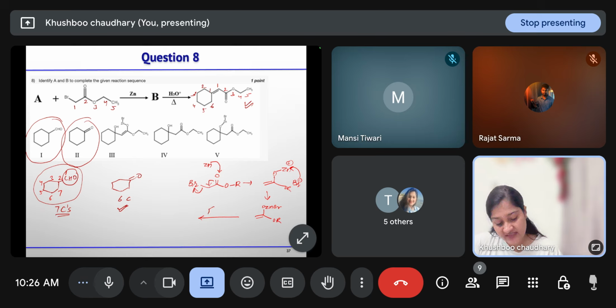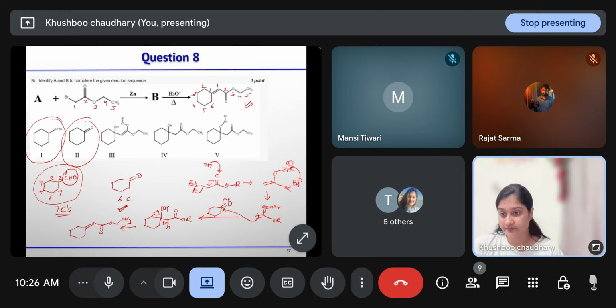So then this zinc enolate will react with your ketone to form the beta hydroxy ester. And then after the loss of proton, this water, you will get this compound, the dehydration compound.